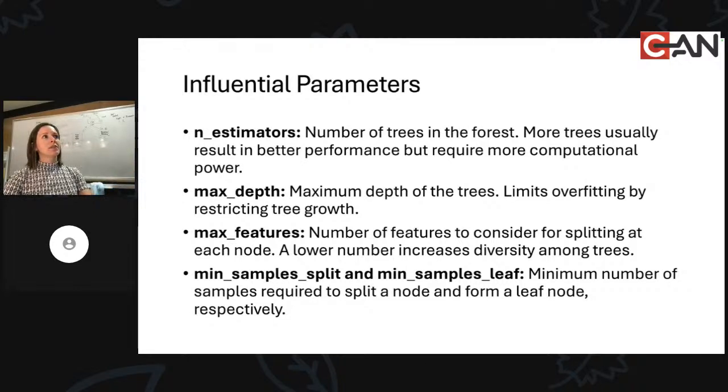So I label this influential parameters because if you go to look at random forests, which we will here in just a moment, there are a lot of parameters that you can put in there. And it's kind of overwhelming at times because we have N estimators and max depth and many others. Which parameters should you start with when training your model? Which ones are going to be most influential on the prediction outcome?